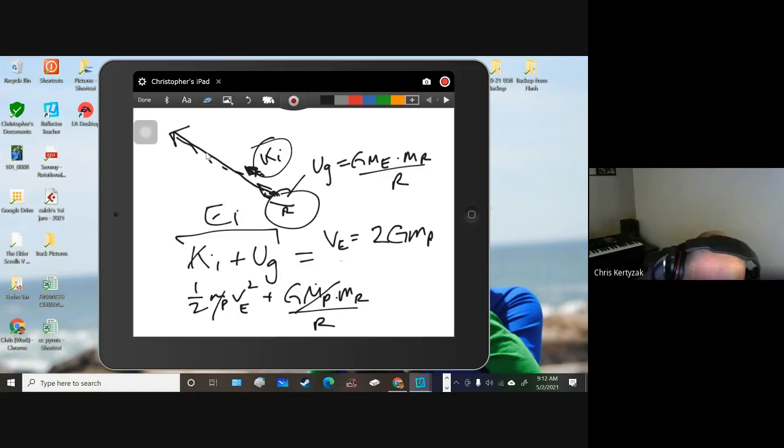I made a mistake. I'm sorry. This isn't the mass of the planet over here. This is the thing that's moving. This is the mass of the rocket. Crossed out the wrong one. This is the mass of the planet.